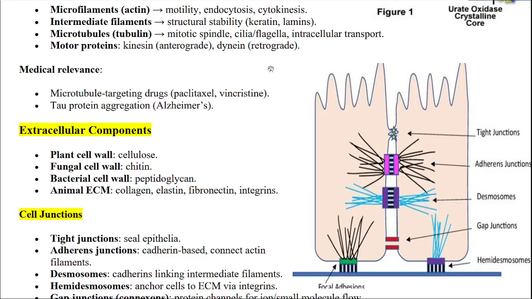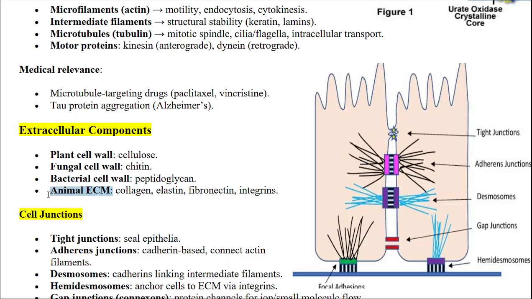Plant cells have a rigid cell wall made mainly of cellulose. Fungi use chitin. Bacteria use peptidoglycan. But animal cells don't have a rigid wall like that. What do they have? Animal cells secrete and surround themselves with an intricate network called the extracellular matrix, or ECM. It's not just passive packing material, it's dynamic and involved in structure, adhesion, and signaling.